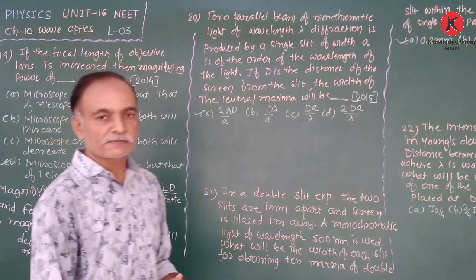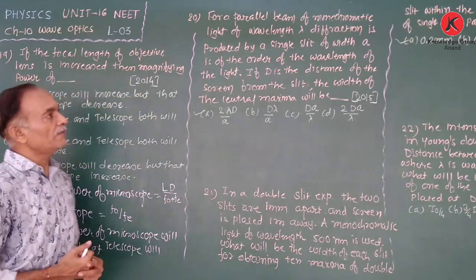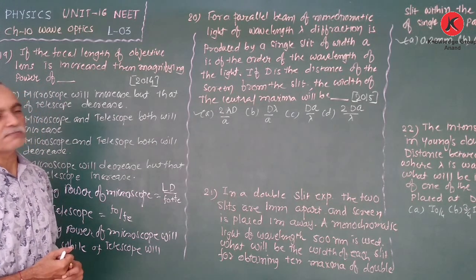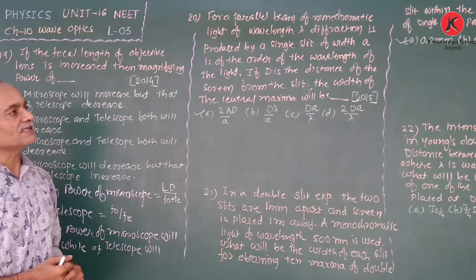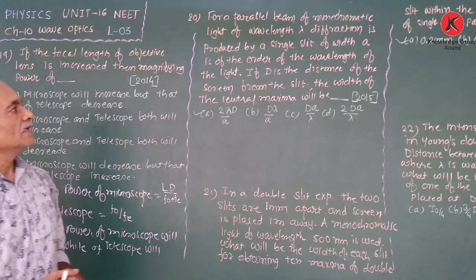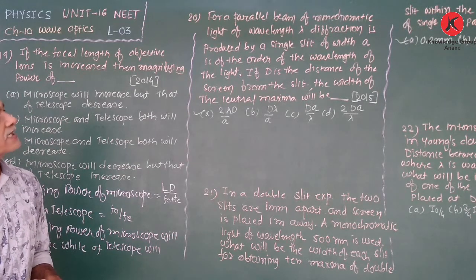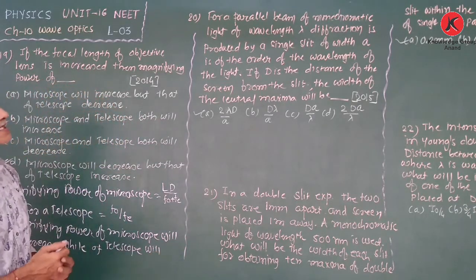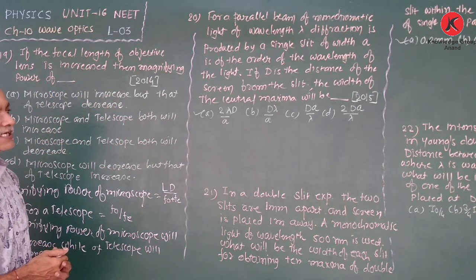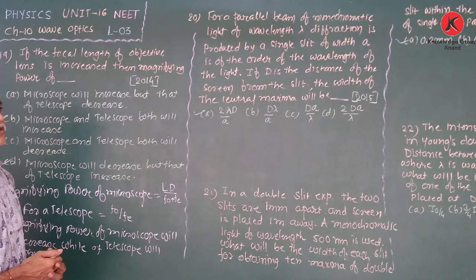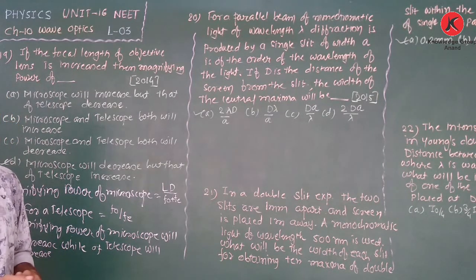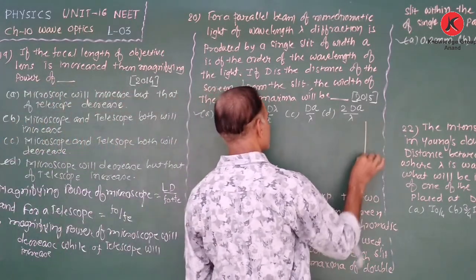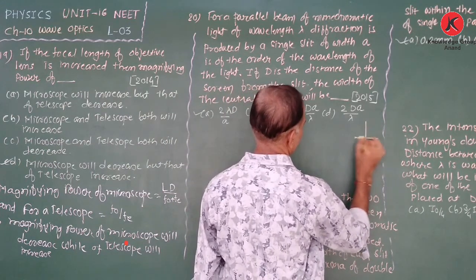Now next is 2015, asked in the NEET exam. For a parallel beam of monochromatic light of wavelength lambda, diffraction is produced by a single slit of width a. That means the width of the slit is of the order of the wavelength of the light. If D is the distance of the screen from the slit, the width of the central maxima will be. For that purpose, first we find the width of the central maxima on a screen.